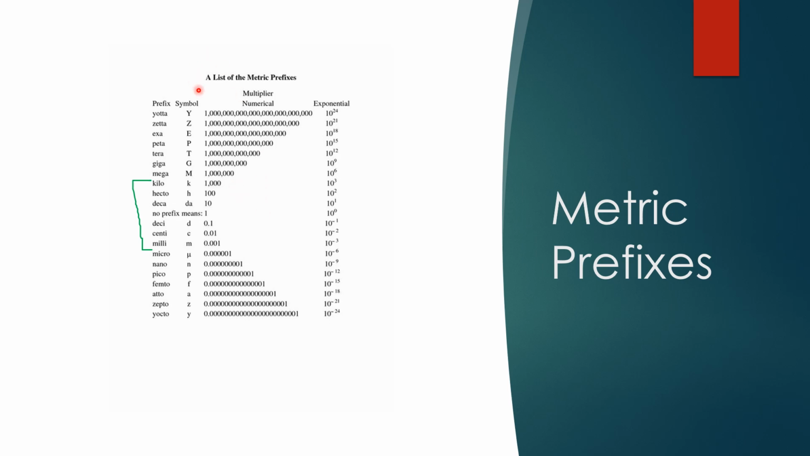You'll notice also that there's a symbol. That symbol will go in front of your symbol for your base unit. So for example, if you had kilograms, you would have kg, so it's a kilogram. If you have a deciliter, then it'd be dL, with a capital L.